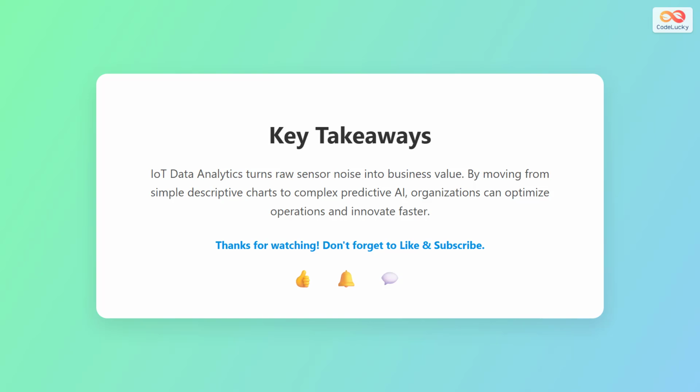To wrap up, IoT data analytics is what turns raw sensor noise into business value. By moving from simple charts to complex predictive AI, organizations can optimize operations and innovate faster.